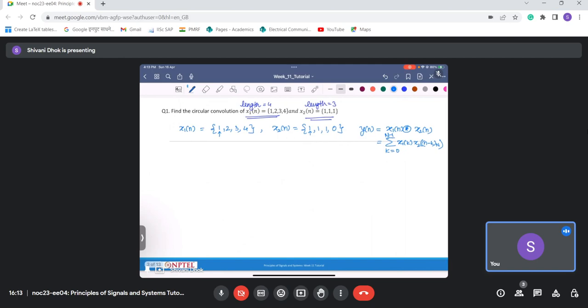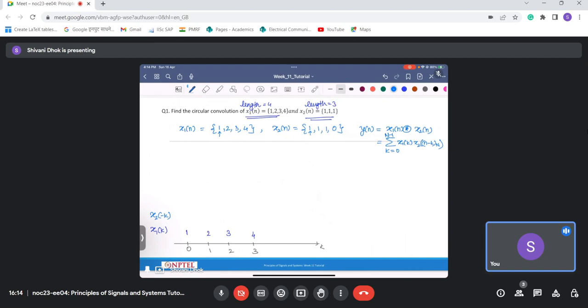Now let's start solving this. For that, let me draw this k axis: 0, 1, 2, 3. Let's say this is my x1(k), which takes the values 1, 2, 3 and 4. Now let's say we have x2(minus k), and this is a modulo N operation. Here N is equal to 4, so basically it is a modulo 4 operation.